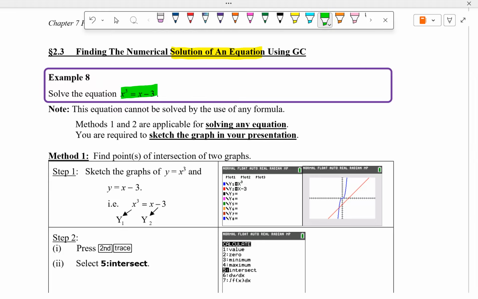So what you can do now is option number 1, okay, so method number 1, you can try to sketch the two graphs. Sketch y equals to x cubed in y1, sketch y equals to x minus 3 in y2, and then ask the GC to find the point of intersection between the two graphs. That point of intersection, the x coordinate, will be the root of the equation. Okay, will be the solution to this equation.